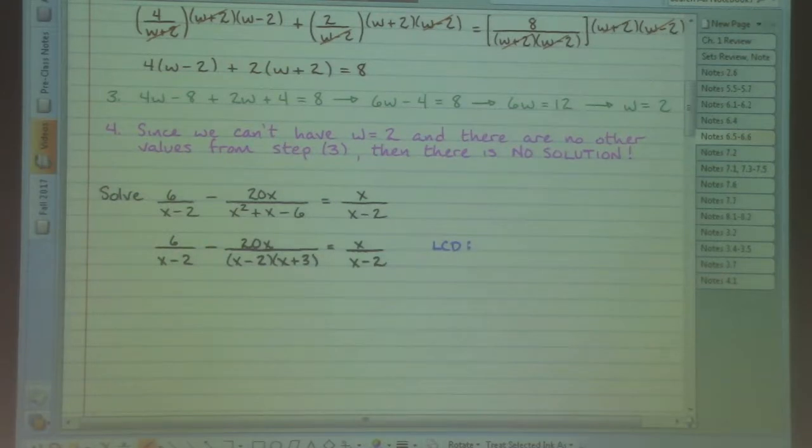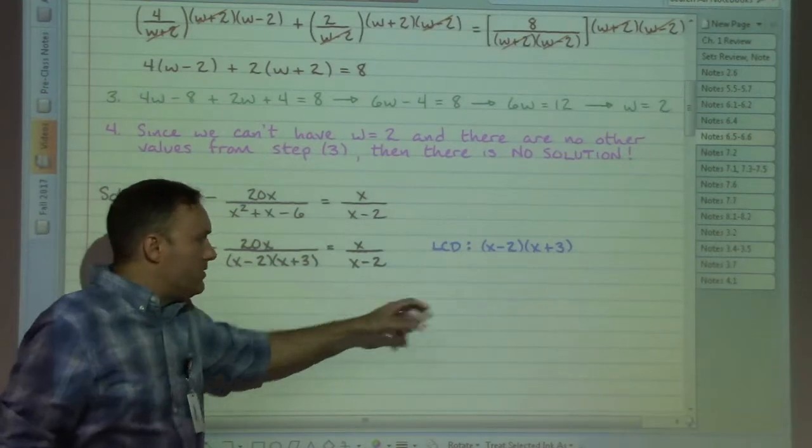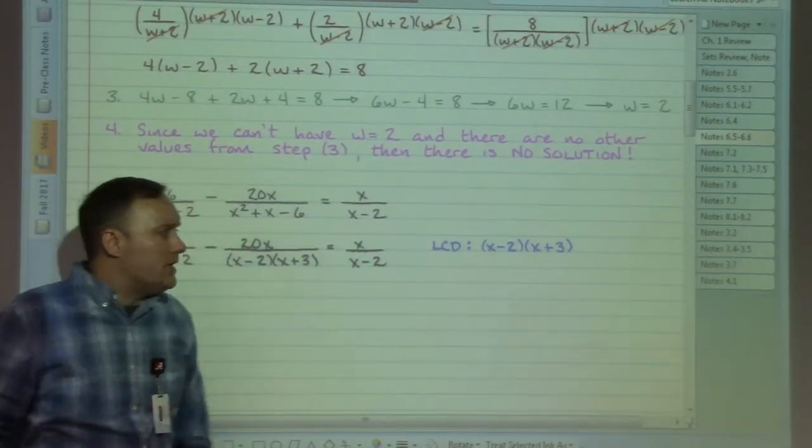The first denominator that we see is an x minus 2. In the second denominator, we already see an x minus 2, so we're good to go as far as that, but we also have an x plus 3 showing up in that second denominator. So let's include that in our LCD as well. The third denominator does not have anything else extra. We've already got the x minus 2 written down there as part of our LCD.